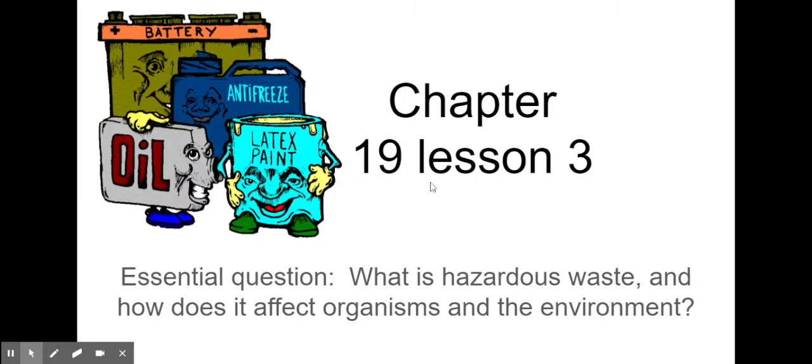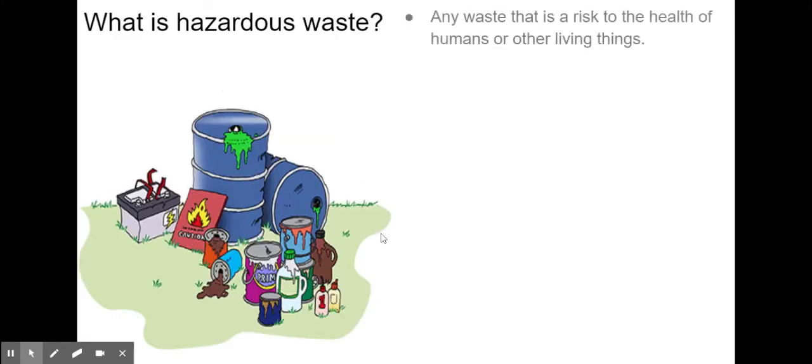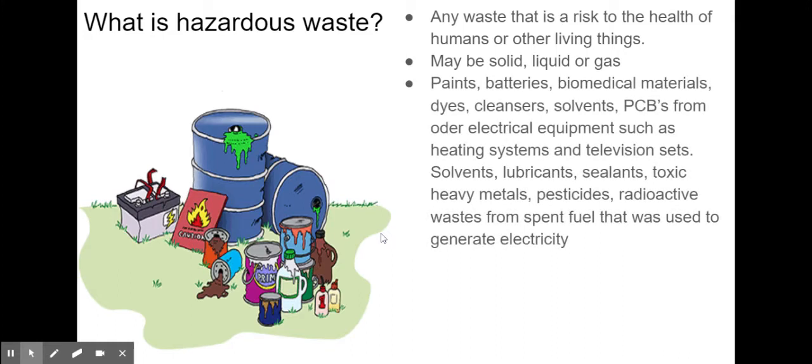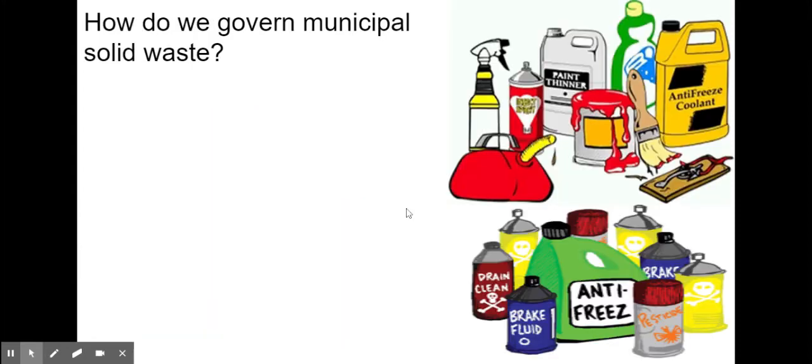Chapter 19, Lesson 3. What is hazardous waste and how does it affect organisms in the environment? Hazardous waste is any waste that is a risk to the health of humans or other living things. It may be solid, liquid, or gas. Paints, batteries, biomedical materials, dyes, cleaners, solvents, PCBs from older electronic equipment such as heating systems and television sets, lubricants, sealants, toxic heavy metals, pesticides, and radioactive waste from spent fuel that was used to generate electricity are all examples of hazardous waste.